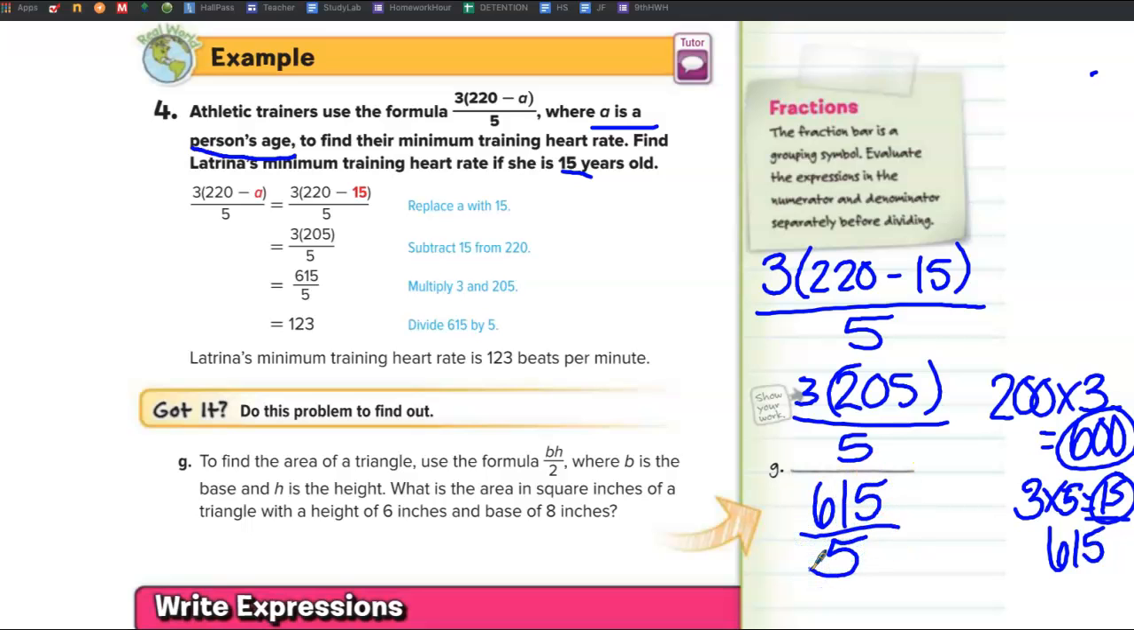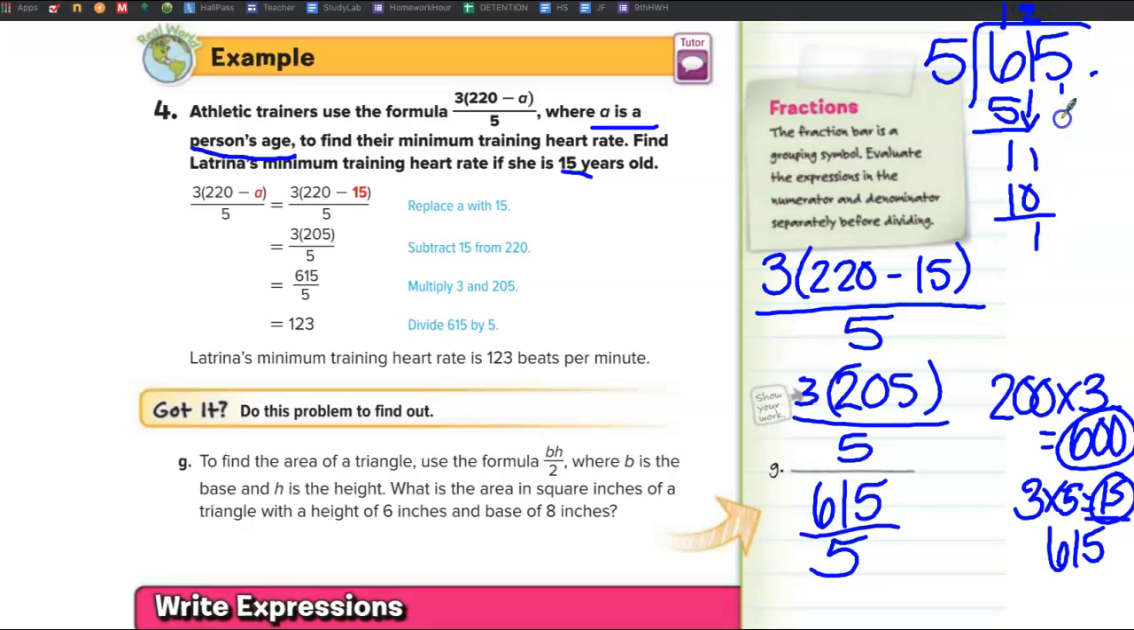And my last step is to divide it by 5, so long division. Did you also break this up? You could, but 5 can go into 6 how many times? 1. 1 times 5. Subtract, you get 1. Bring down the 1. 5 can go into 11 2 times. 2 times 5. Subtract, I get 1. Bring down my 5. 5 can go into 15 3 times. So 3 times 5 is 15.